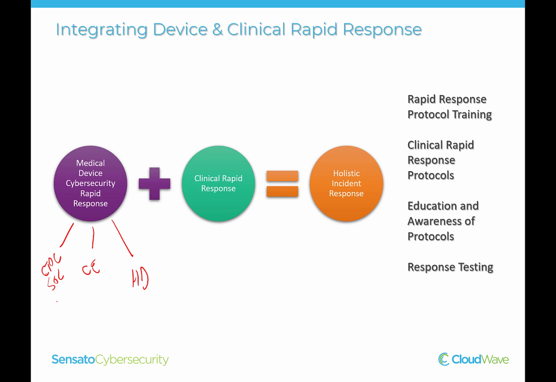They need to know how to triage a call. They need to know what steps to take, how to dispatch the clinical rapid response team. There's a bunch of things they need to understand, right? So the second part of that is, you need to get in place clinical rapid response protocols. You need to understand what the protocols are for your clinical rapid response team and get that understood. And then ultimately, you have to have education and awareness, right? You have to train all of your clinical rapid response team members.